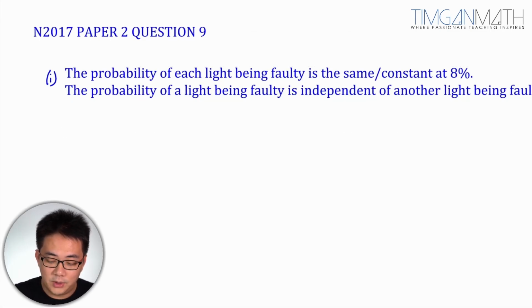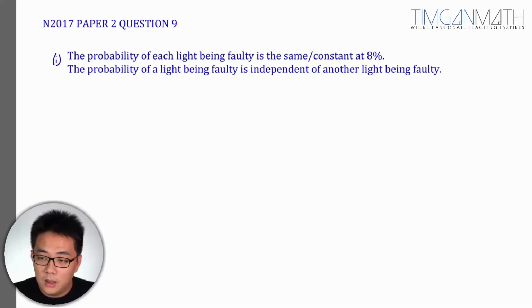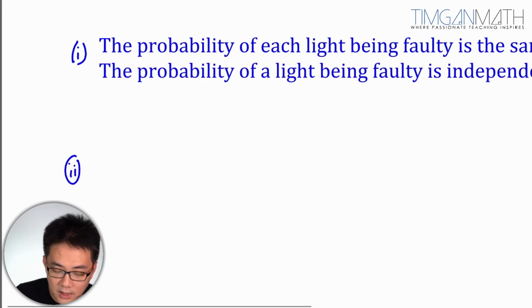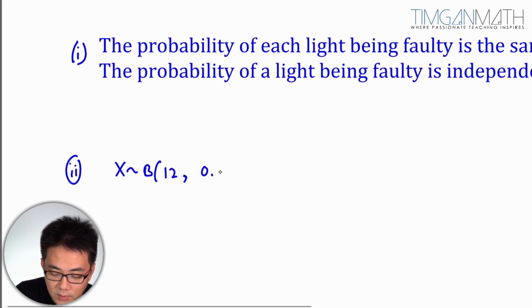So these are the two assumptions needed for it to be well modeled by a binomial distribution. Let's look at part 2. You assume now that the number of faulty lights in a box has a binomial distribution. Find the probability that a box of 12 of these kitchen lights contains at least one faulty light. I'll name this X. We have 12 lights, and every one has probability 0.08, so X follows a binomial distribution with n equals 12 and p equals 0.08.